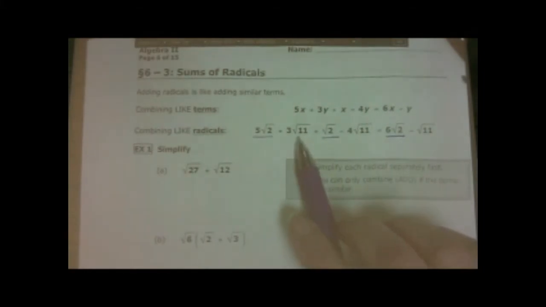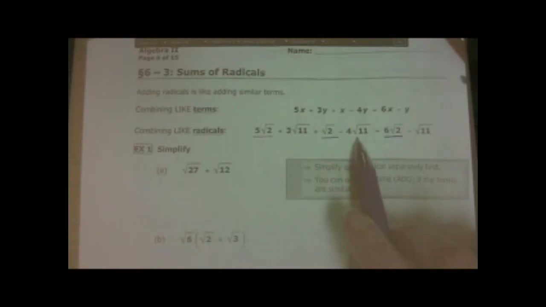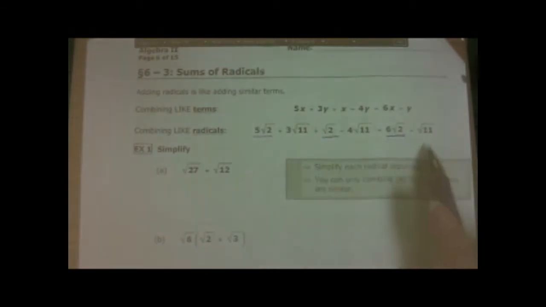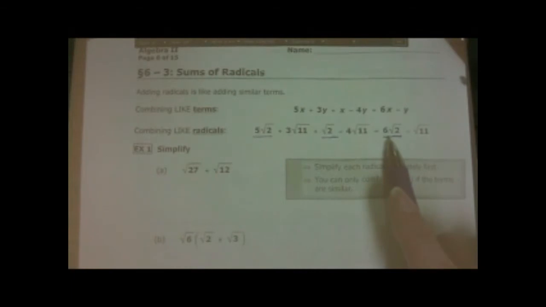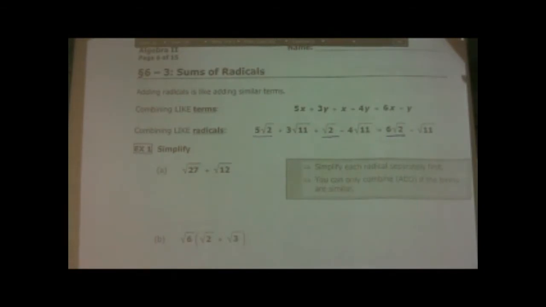Now here I have 3 square roots of 11 and negative 4 square roots of 11. 3 plus negative 4 is negative 1. So I have negative 1 square root of 11. Now I cannot combine 6 square roots of 2 and a negative square root of 11 because they are not like radicals. So this is as simple as I can make this particular expression.